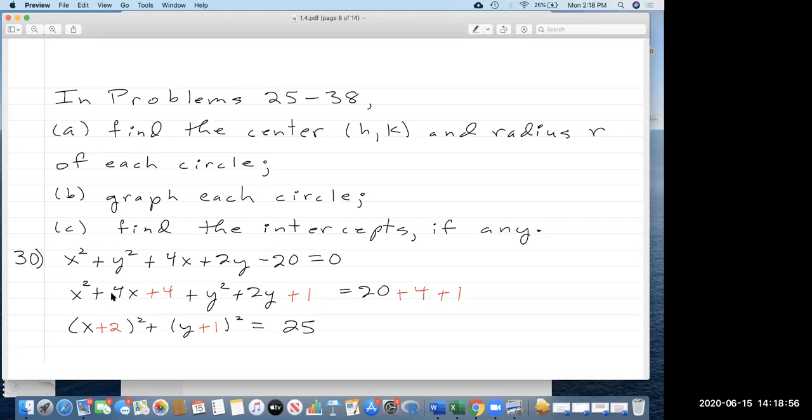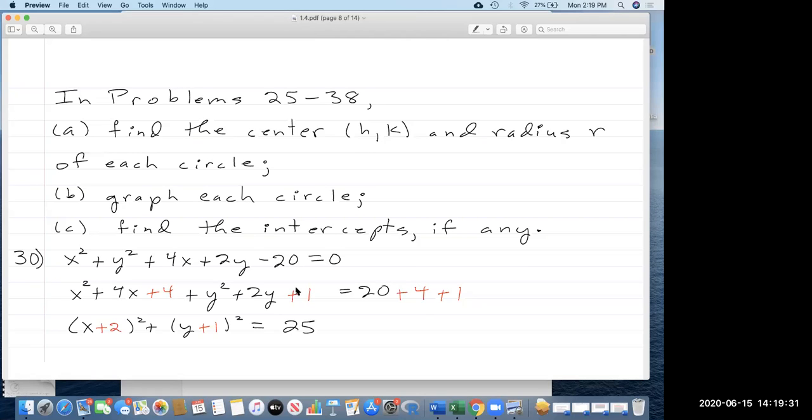So I take, since there is a 1 in front of the x squared, this is a monic quadratic trinomial. And so to complete the square, all I have to do is take this number in front of the x and divide it by 2. 4 divided by 2 is 2. So I have here a plus 2, squared is 4. So I put a 4 here. If I have a 4 on this side of the equation, I've got to add 4 to the other side of the equation.